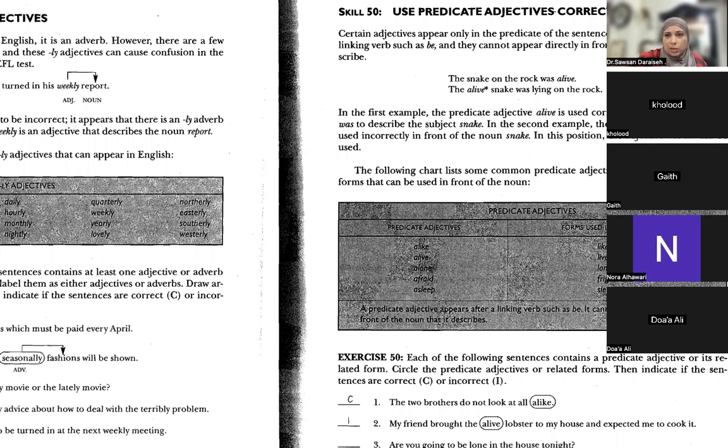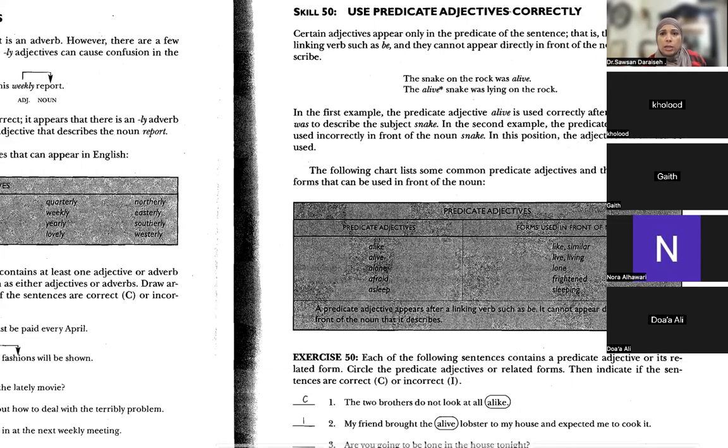We know that sometimes adjectives could precede the noun, all right? But these only appear as the predicate of the sentence. They appear after a linking verb, the most common of course being be. Like when I say she is, he is, they are, and then we say alive.